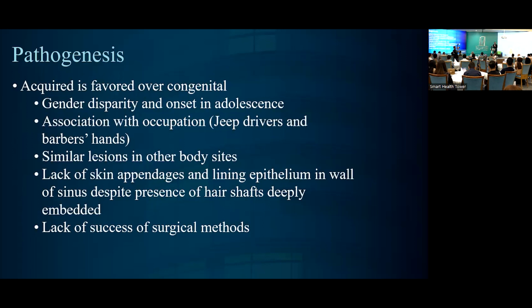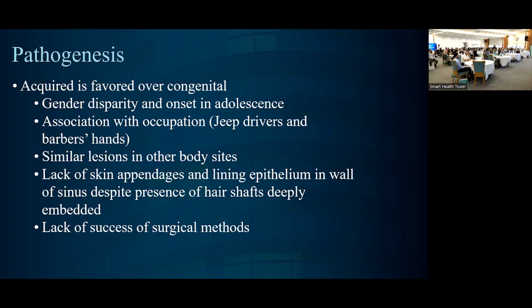But there were some observations that went against this theory, mainly the presence of gender disparity. It doesn't have the same incidence in males and females. If it was a congenital abnormality of the skin, you wouldn't see that. The second thing is the late onset in adolescence. If it was a congenital condition, it would start earlier in life. And then, of course, there was the association with some occupations like the Jeep drivers that Dr. Omar mentioned. Also, you can see it in some occupations that are related to hair, like in hairdressers or barbers. They can develop it between their fingers. And this also argues against the congenital theory.